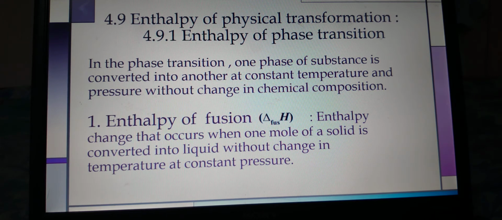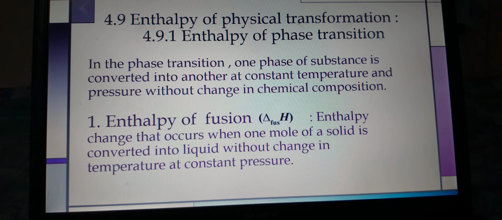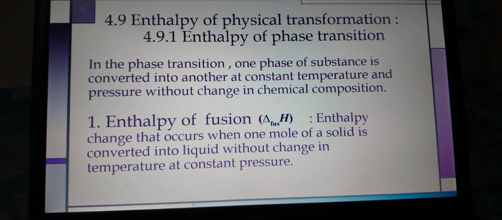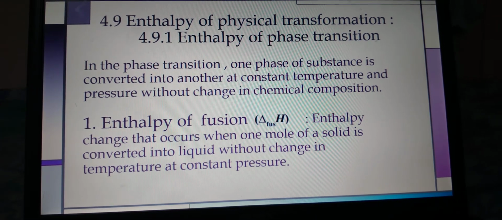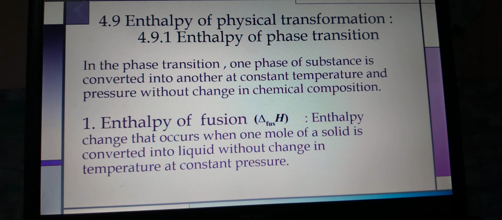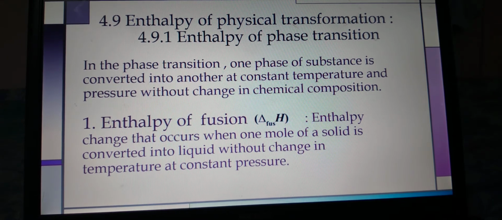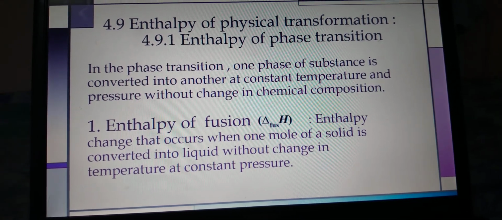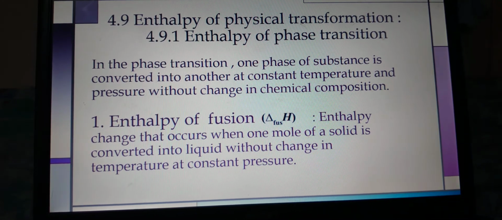Now the next and most important term: enthalpy of physical transformation. Transformation means change, in which we first learn the enthalpy of phase transition. Now what happens in a phase transition? One phase of the substance is converted into another, but it requires the condition of constant temperature and pressure without a change in chemical composition. The chemical composition should remain constant, but the phase should transfer.